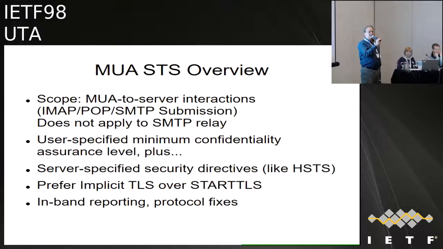Separately from this, this document has made a decision to prefer TLS on a known port, which we're calling implicit TLS, instead of using STARTTLS. This is just based on experience with STARTTLS over the years, and, okay, we've tried it. Basically, it seems like moving to known ports is actually the better solution. And then it also has provisions for some minor protocol fixes for some of these protocols, and in-band reporting of these security directives and whether they were met. Okay, next slide.